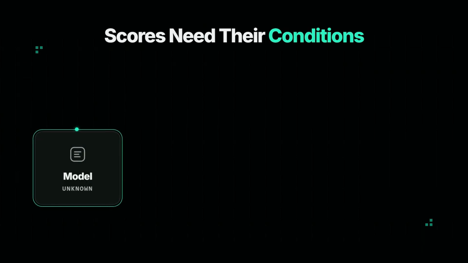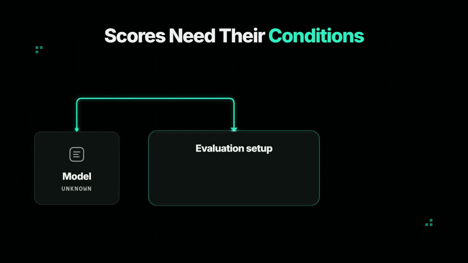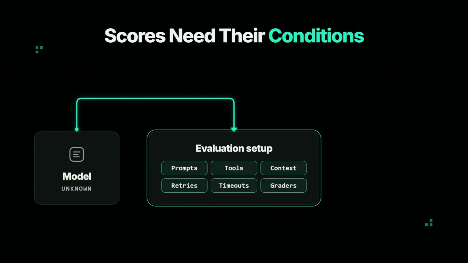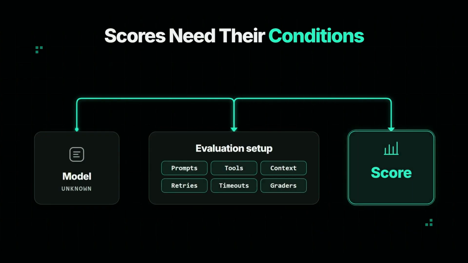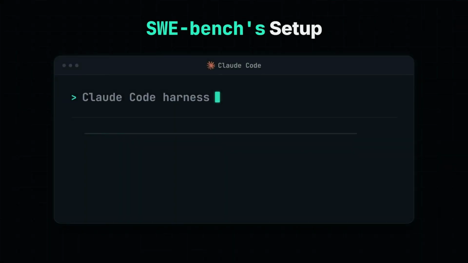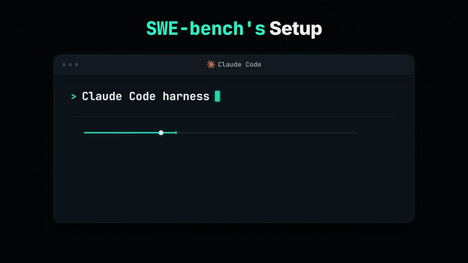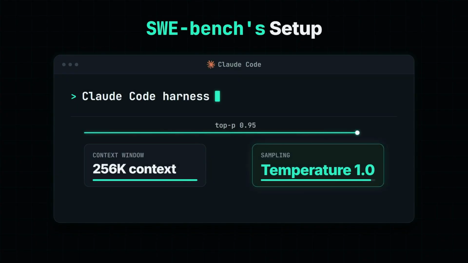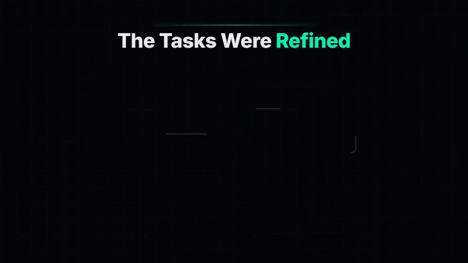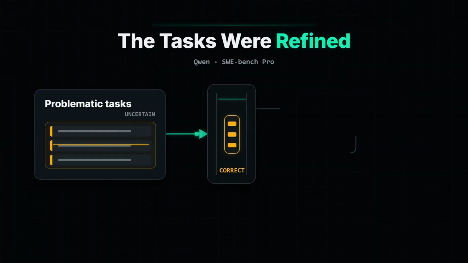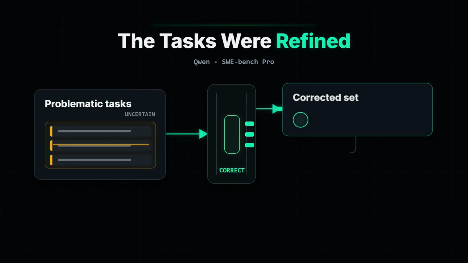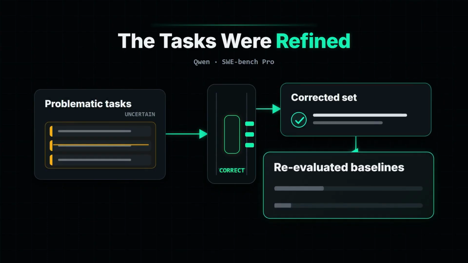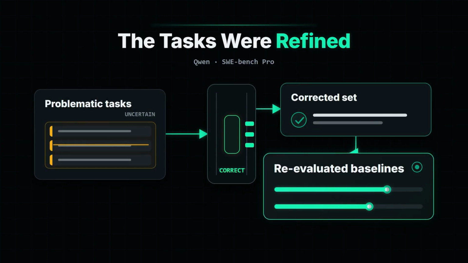Change prompts, tools, context, retries, timeouts, or graders, and scores may change. Compare models only under matching evaluation conditions. Temperature and top P control how next words are sampled. Qwen used 1.0, 0.95, and a 256,000 window. Qwen says it corrected problematic SWE-bench Pro tasks and reran baseline models. So compare numbers within this refined table.